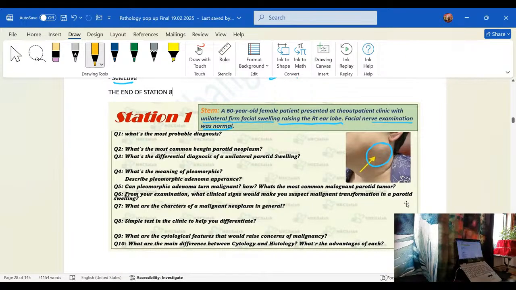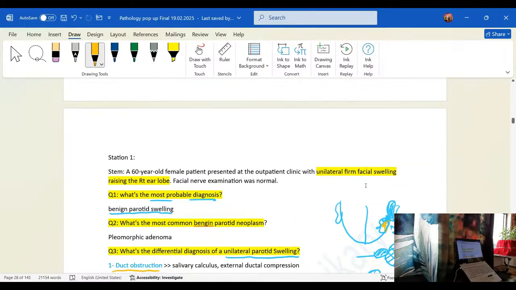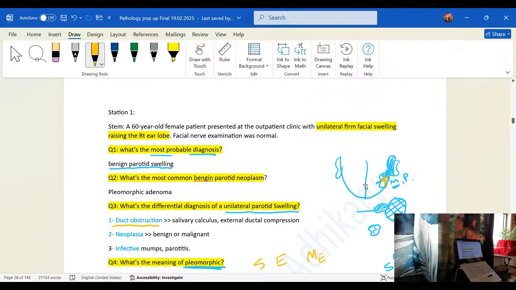A 60-year-old female patient presented at the outpatient clinic with unilateral parotid facial swelling rising at the right earlobe. Facial nerve examination was normal, so it is benign. What is the most probable diagnosis? Benign parotid swelling. The most common benign parotid swelling is pleomorphic adenoma.